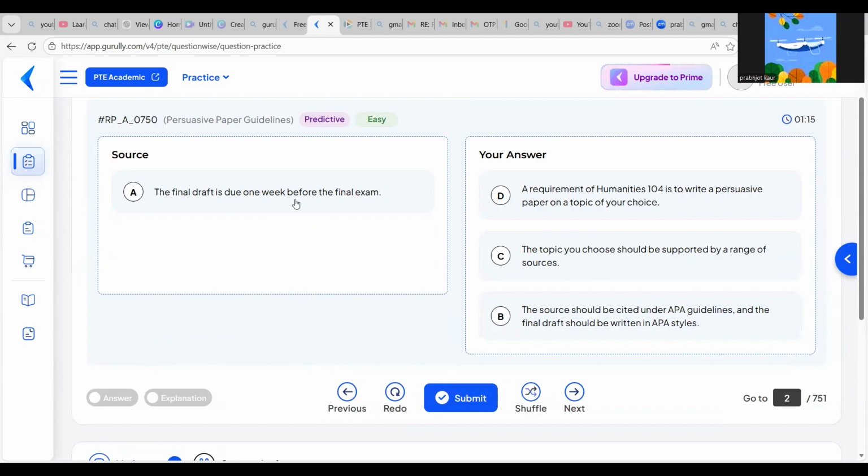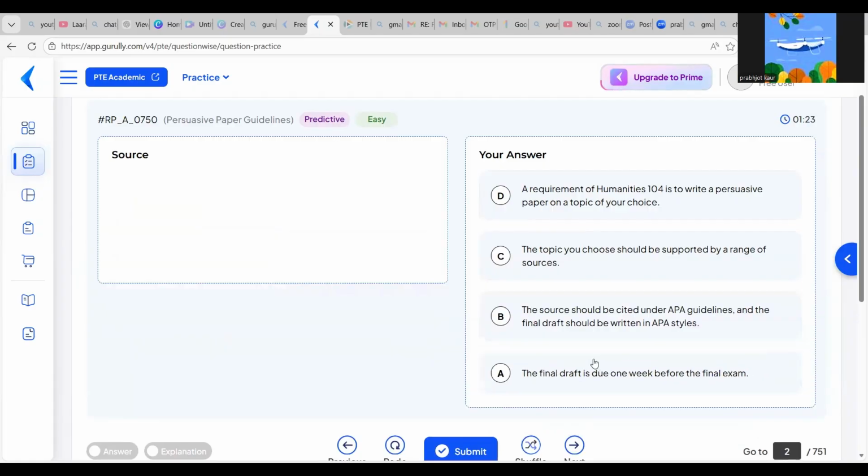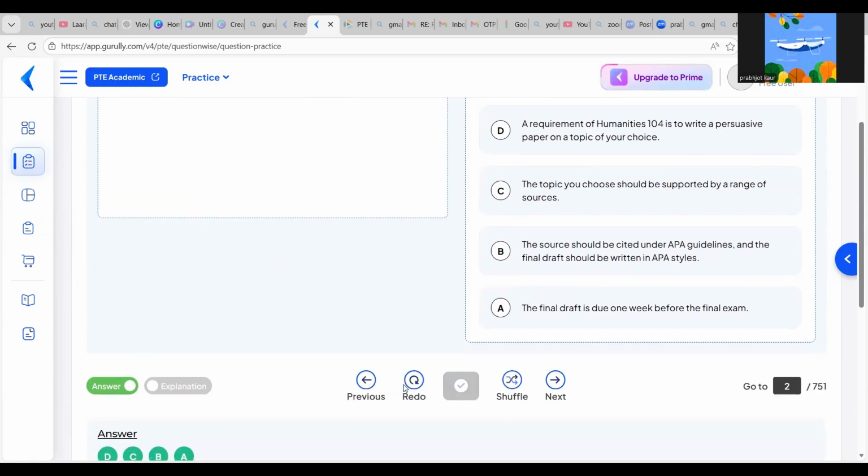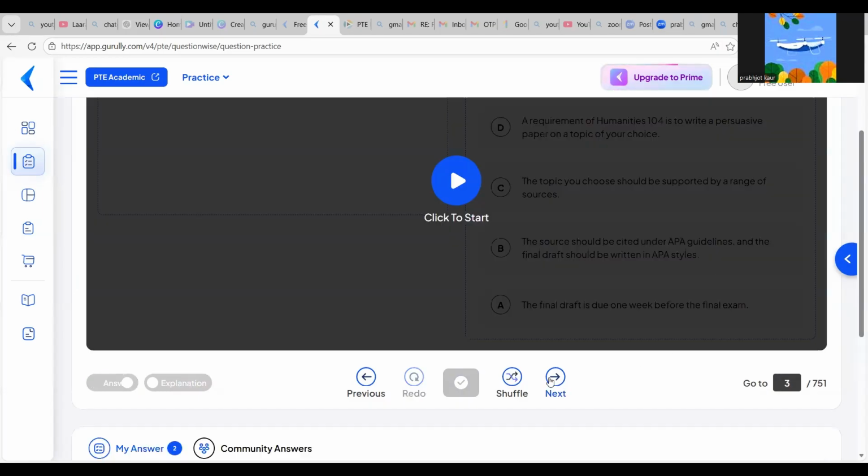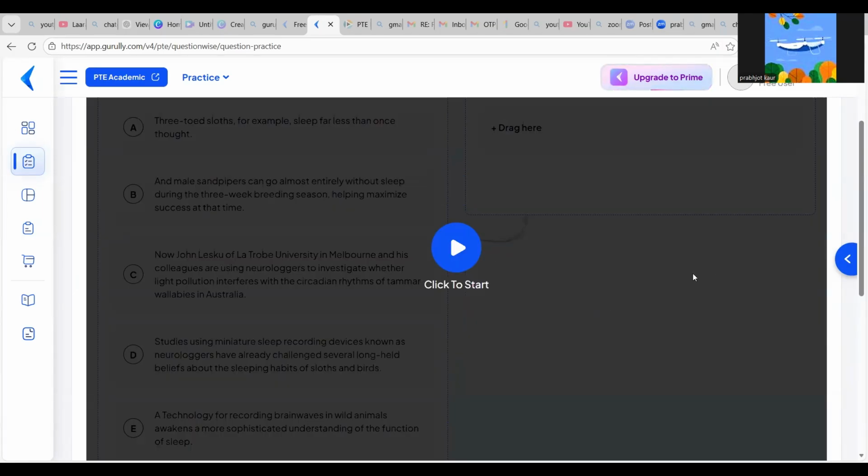Then "the final draft is due the week before the final exam." So the final draft should be this one, A. So the answer should be D, C, B, A. Let's check. D, C, B, A. And let's go on to the next one.